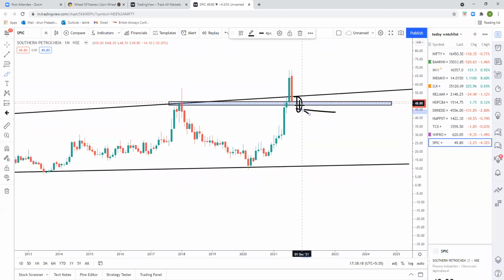But if it is just hovering around this level in weekly, you can wait for a weekly bearish close below this zone and then exit, because this pattern has been drawn in monthly time frame. What is your entry here?